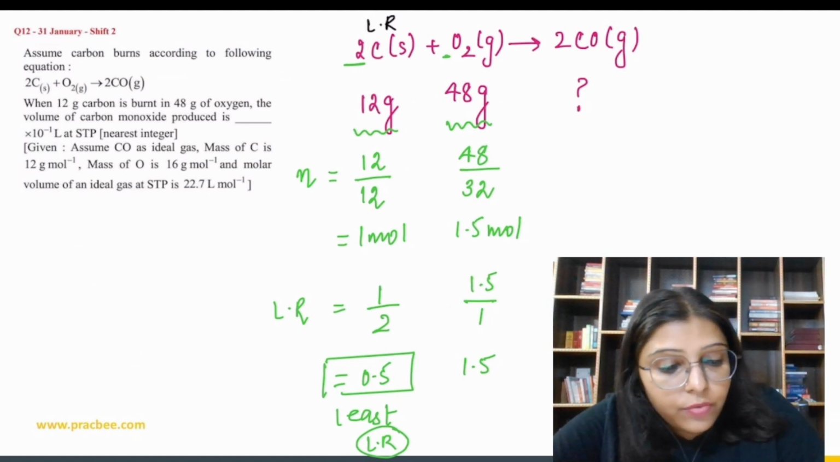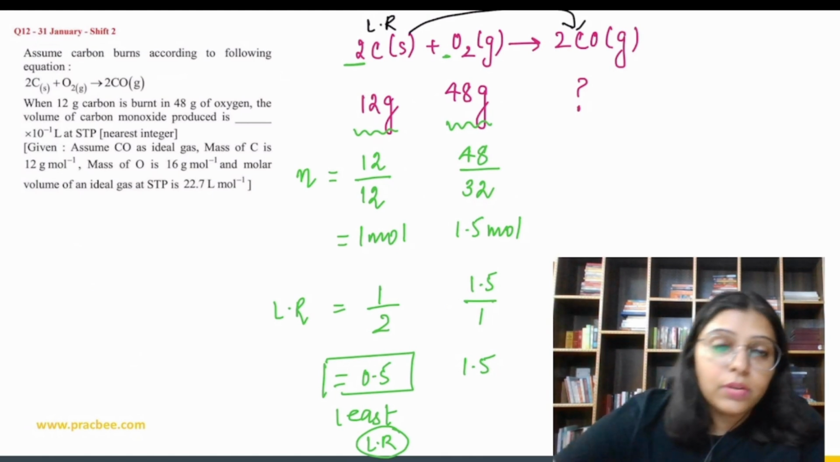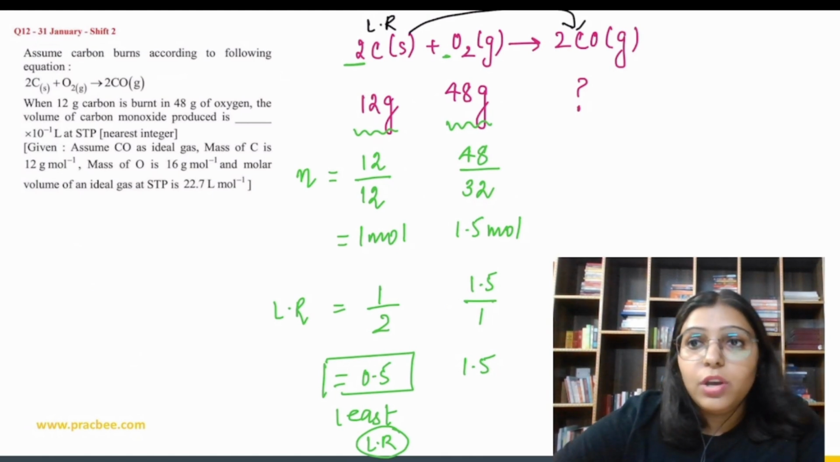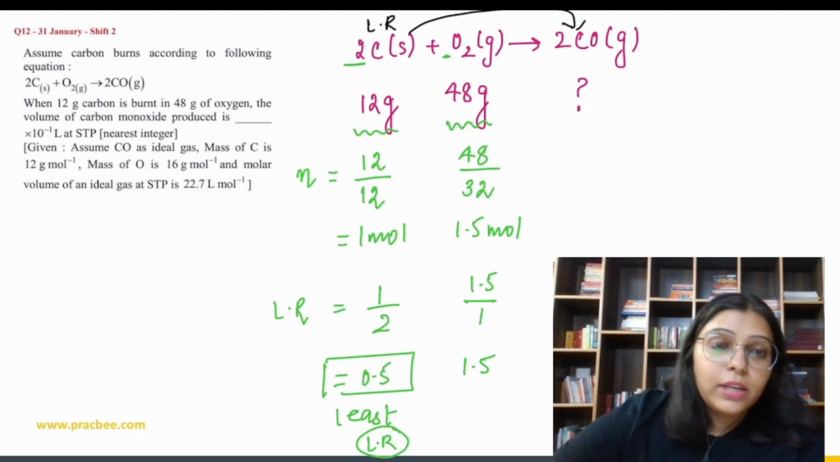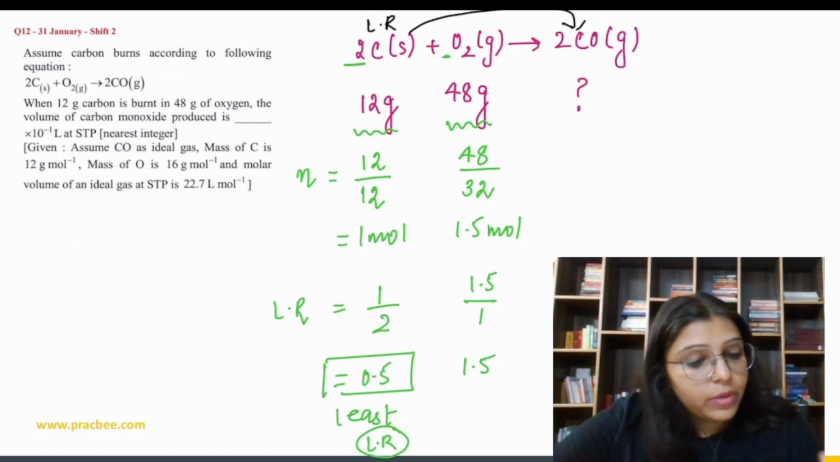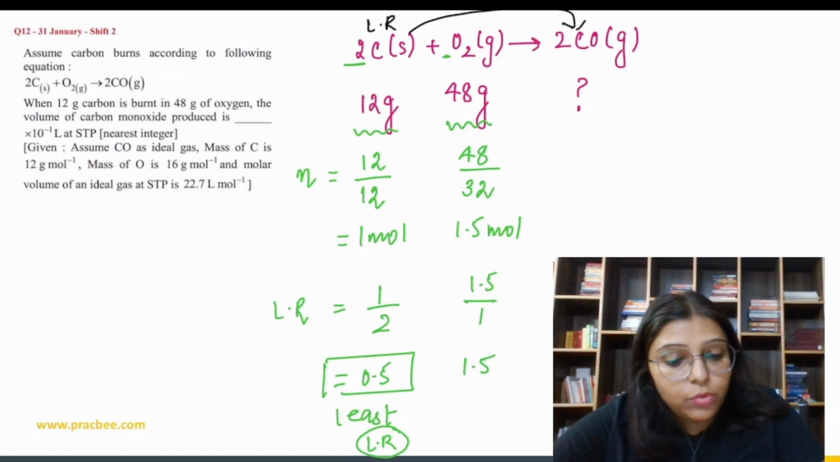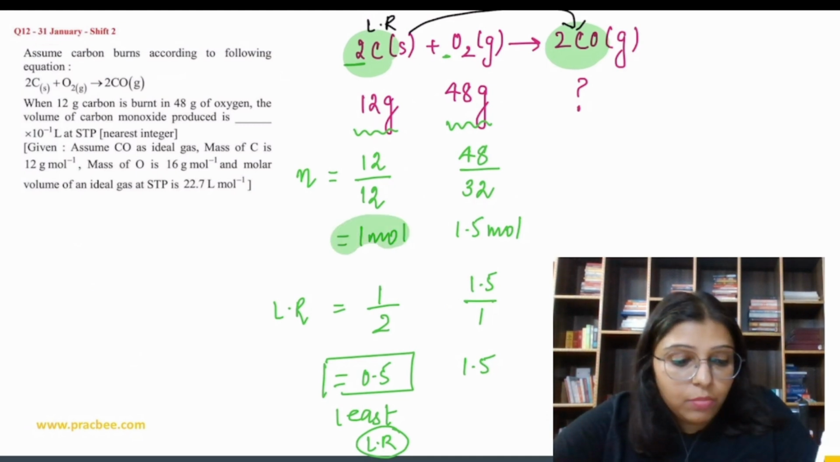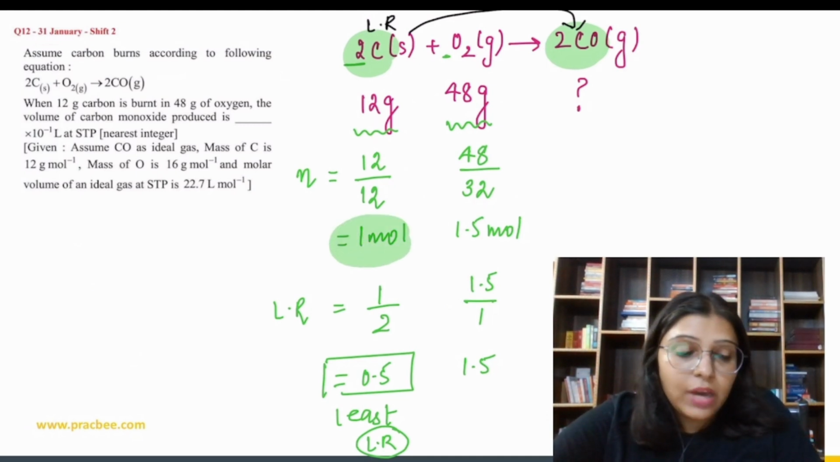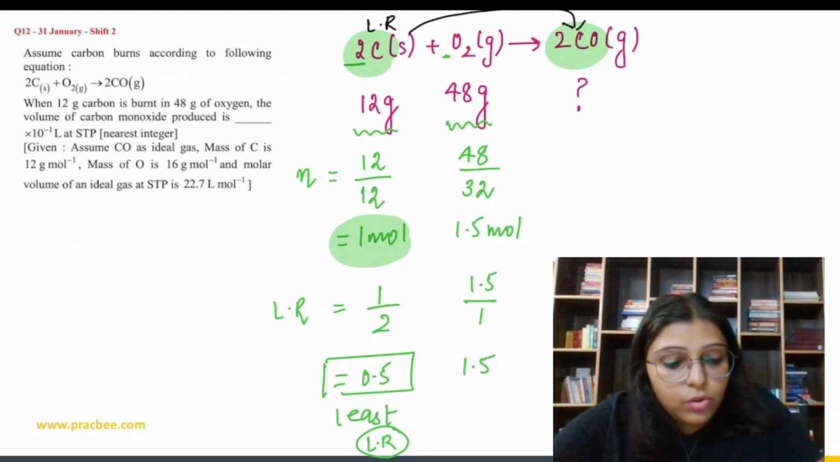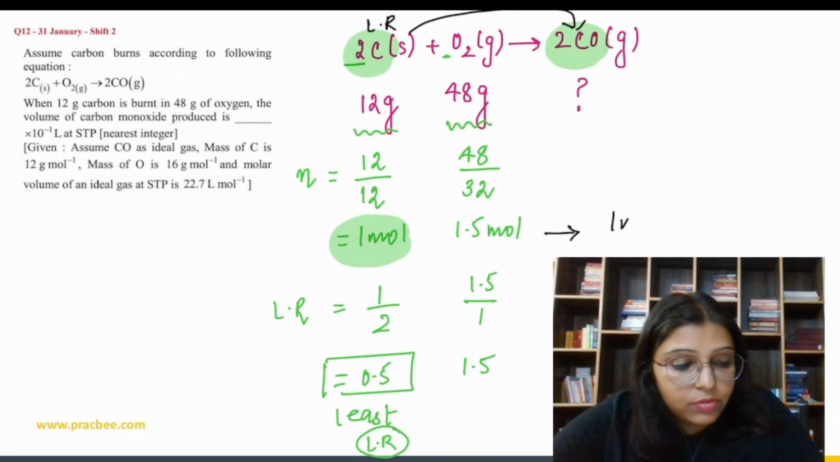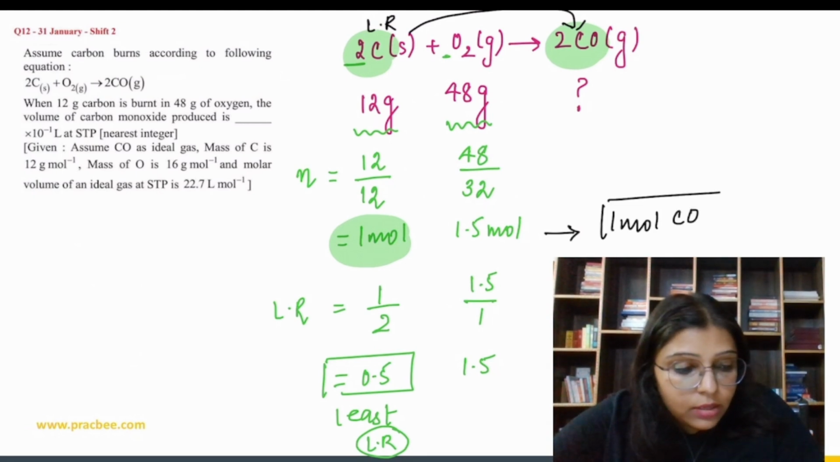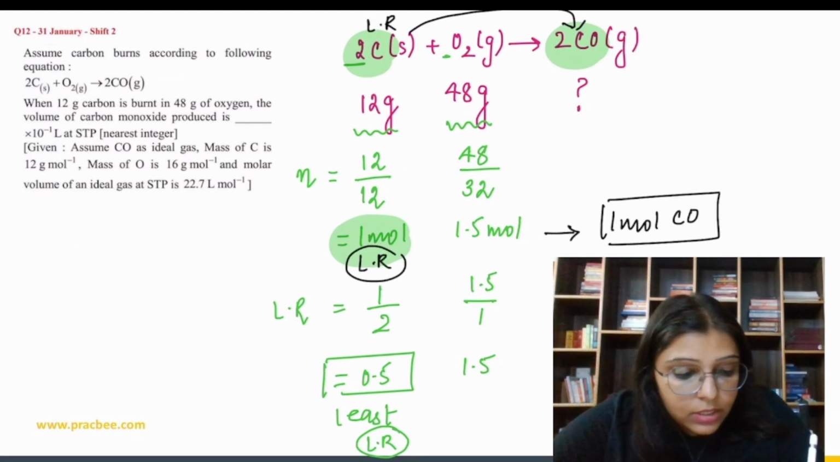Now, the amount of carbon monoxide depends upon carbon, because carbon is the limiting reagent, right? So in order to calculate the number of moles of carbon monoxide, as you can see over here, 2 moles of carbon gives 2 moles of carbon monoxide. We have 1 mole of carbon, so 1 mole of carbon gives 1 mole of CO, because here carbon is the limiting reagent.